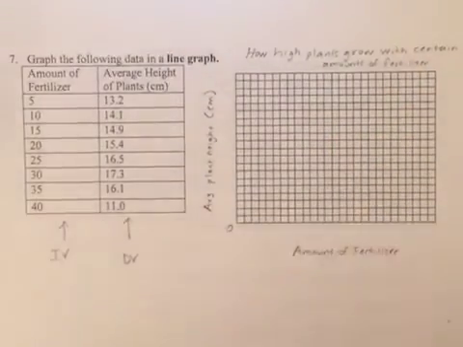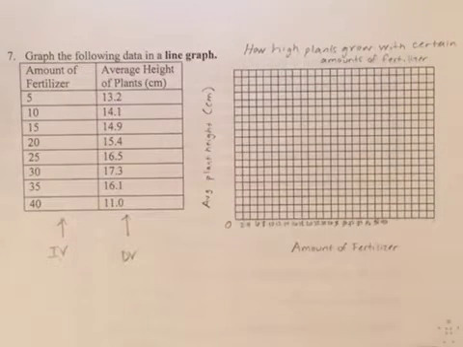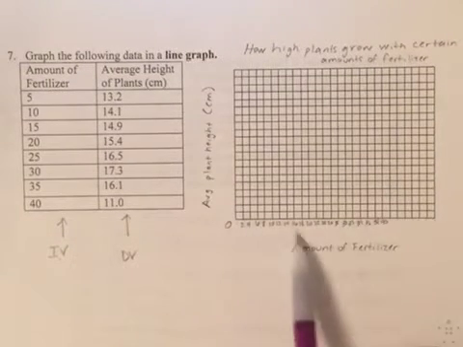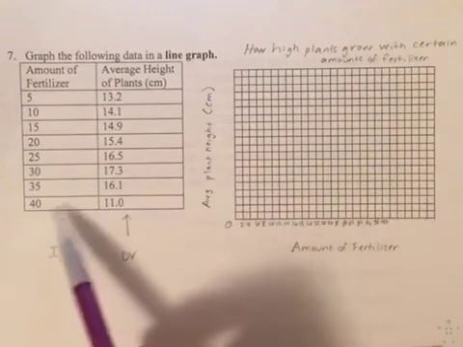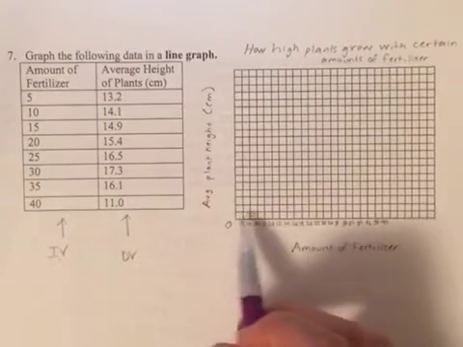So how high plants grow with certain amounts of fertilizer, that's a good one. So now I just have to pick out my good scales. I went ahead and marked my bottom scale here. I went by 2s because my biggest number on this side is 40. So that makes it take up quite a bit of the graph there.